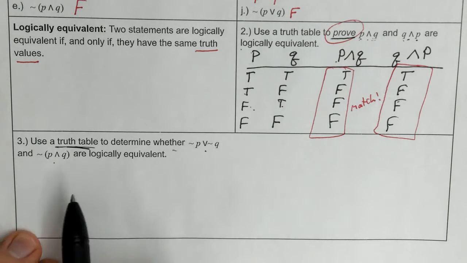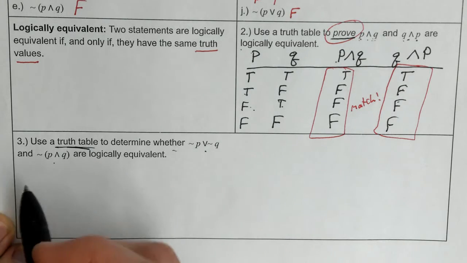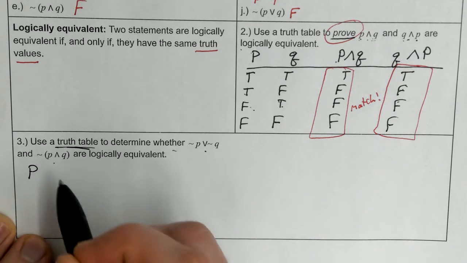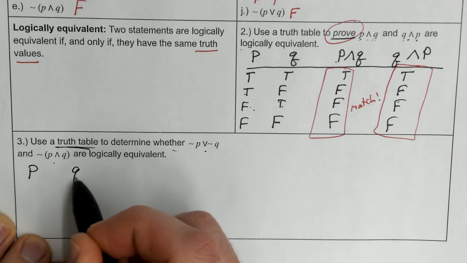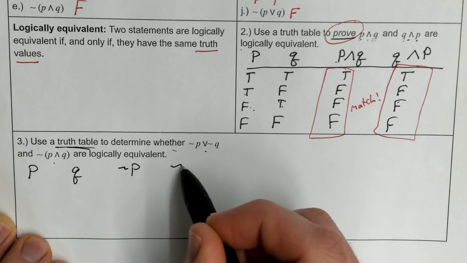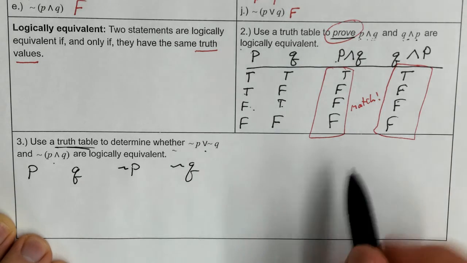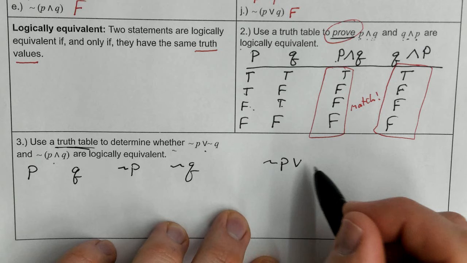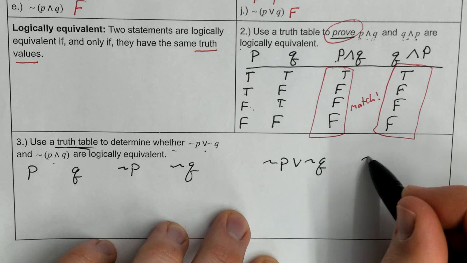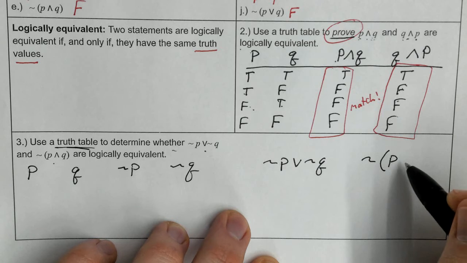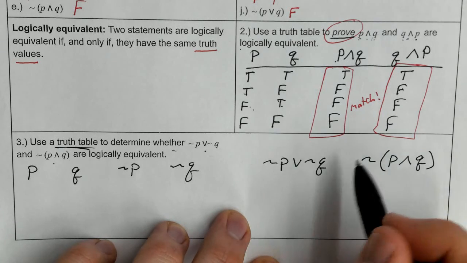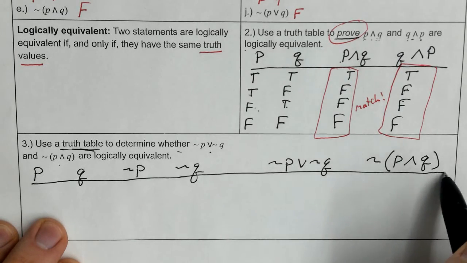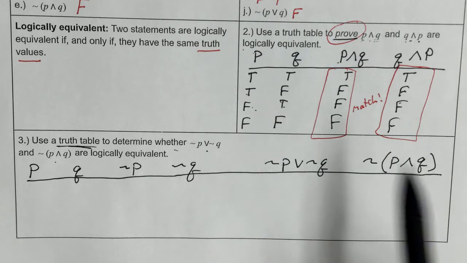Okay, so hopefully you paused it, gave it a try. Let's list out everything that we need to know. So we need to know P and Q, and not P, and not Q. And then the things that we want to check are not P or not Q. And we want to compare that to not (P and Q).